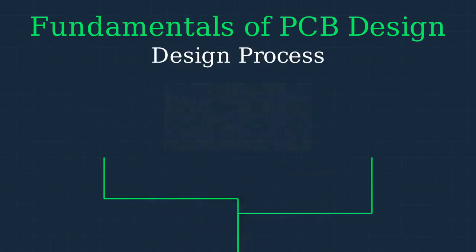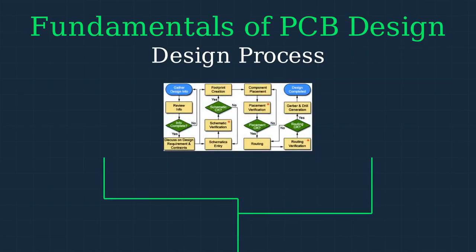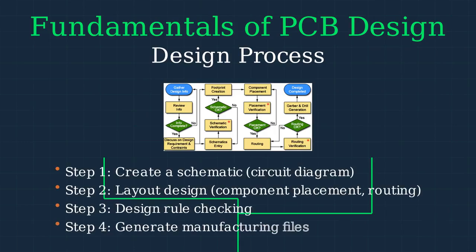The PCB design process starts with a schematic, which is a visual representation of the circuit. This is followed by layout design, where components are placed and traces are routed. The process includes design rule checking and generating manufacturing files.